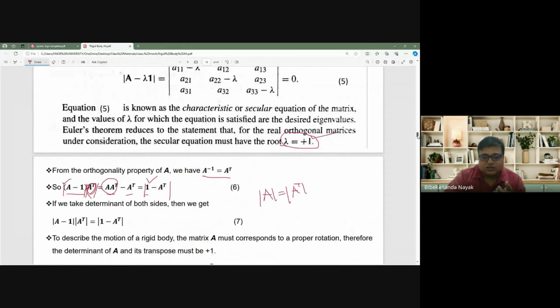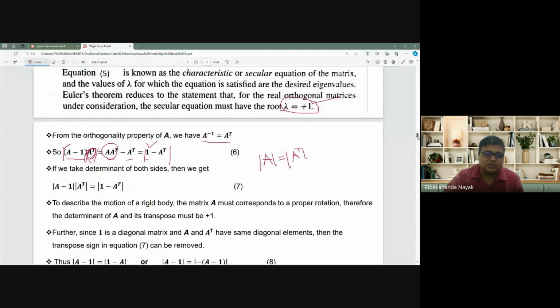So if you calculate the determinant of this, it is equal to this into the determinant of this, but the determinant of A transpose is the same as A, which is equal to 1. That means determinant of A minus 1 transpose is equal to determinant of 1 minus A transpose. But the transpose determinant is the same.